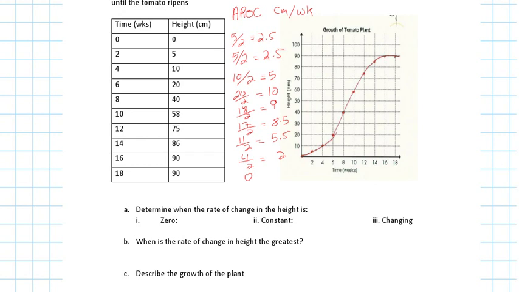Yes. And again, 5 centimeter by the first week. You won't mention each one. Now the question is going to ask you, determine when the rate of change in the height is 0. So when is the rate of change in the height 0? Yeah. So that would be from week 16 to week 18, right? From week 16 to week 18, you have no change in the height. So that's why the rate of change is 0, right?